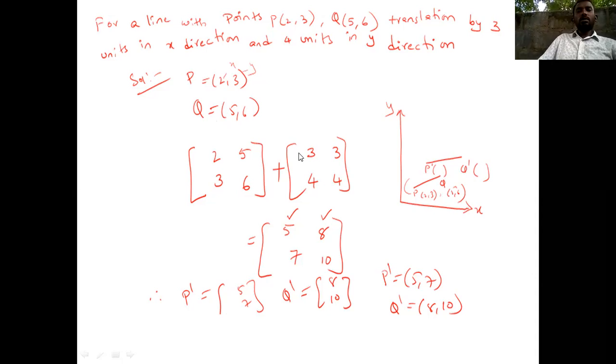So 3 plus 2 is 5, 5 plus 3 is 8, 3 plus 4 is 7, and 6 plus 4 is 10. So the translation of the object is P dash equals 5, 7 and Q dash is 8, 10. Therefore P dash is 5, 7 and Q dash is 8, 10. So that is the total translation, the example of the sum. Next one.